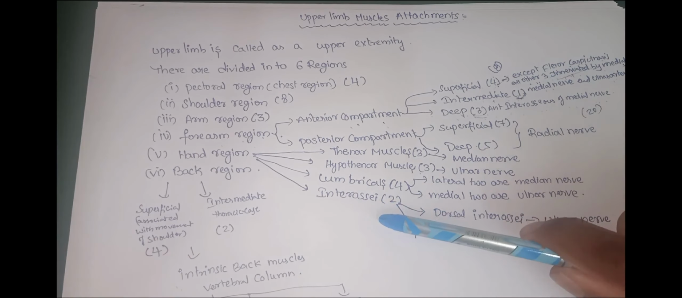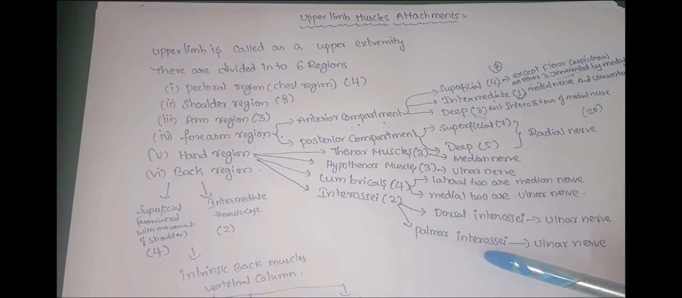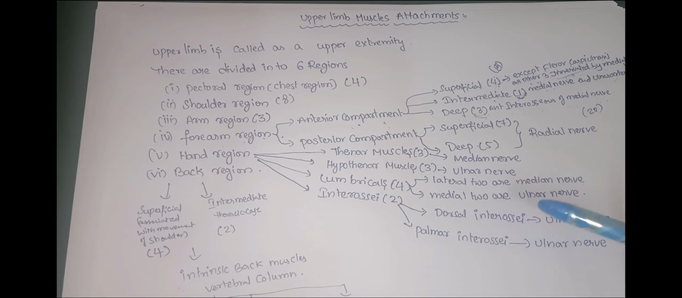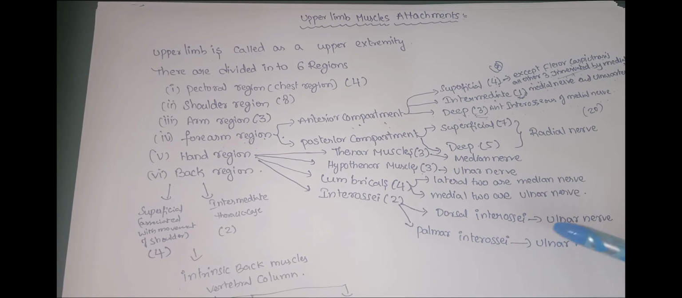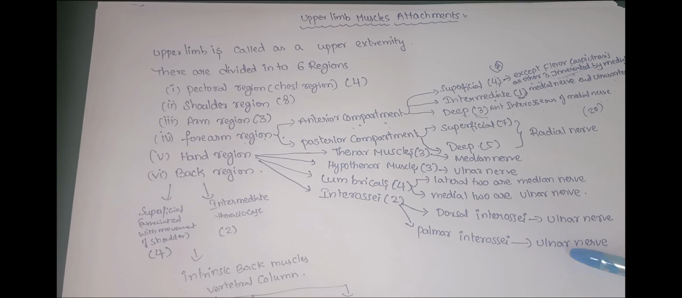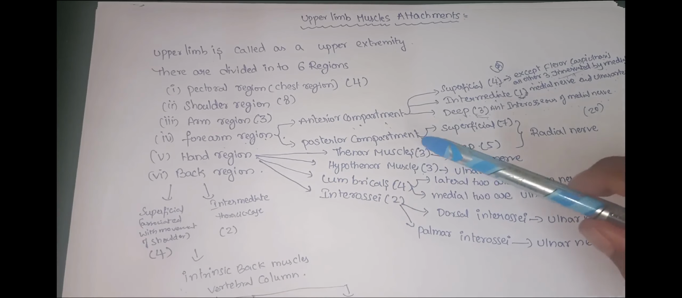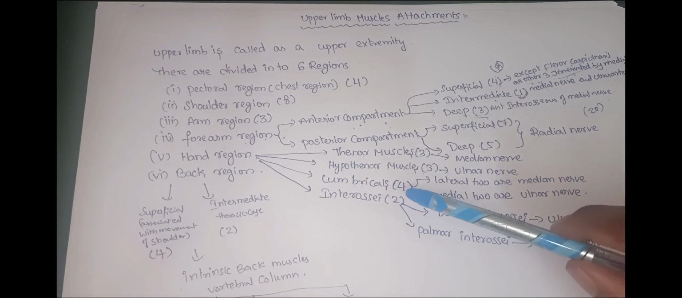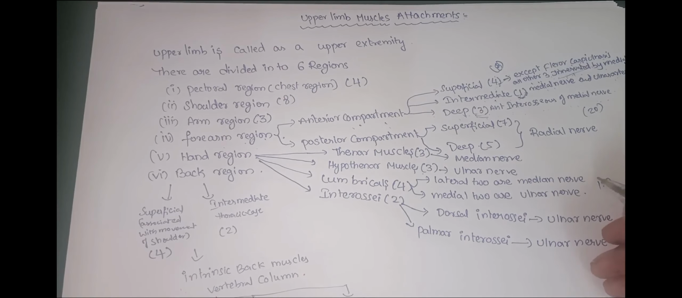There are 2 interossei groups in the hand region: dorsal interossei and palmar interossei. The dorsal interossei are innervated by the ulnar nerve, and the palmar interossei are innervated by the same ulnar nerve. Okay, so this is the hand region. How many muscles are present? 3, 3, 4, and 2. Total 12 main muscles are present in the hand region.